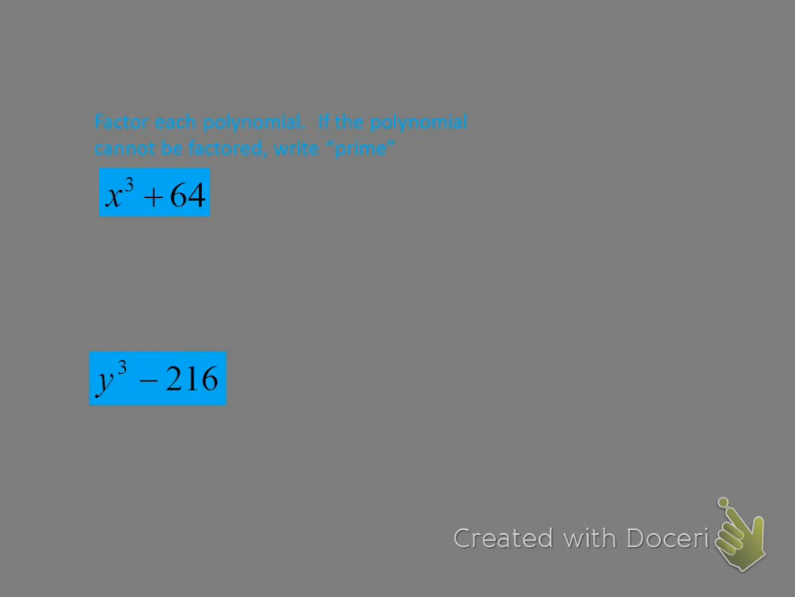Everybody good? Okay. So, factor each polynomial. If the polynomial cannot be factored, write prime. Here's where you have to do a little bit of thinking. The first one we have is x cubed plus 64. So which technique are we going to use? If it's a plus in the middle, we're probably going to use sum. That sum says a cubed plus b cubed equals a plus b times a squared minus ab plus b squared.